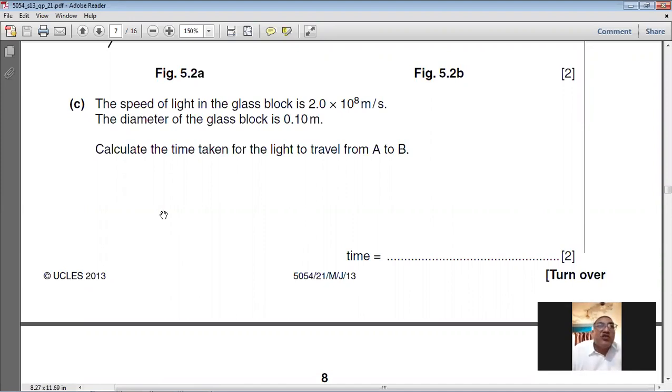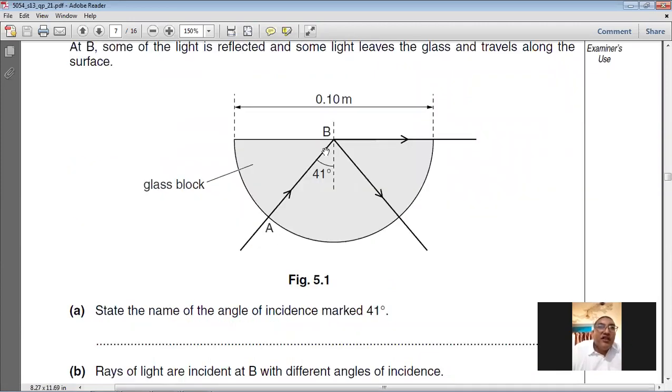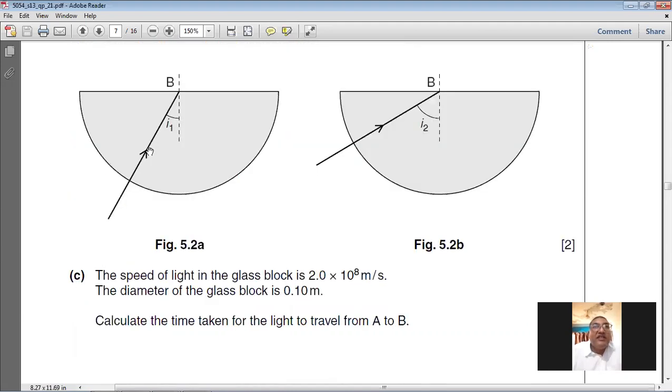So let's go back to the figure. This is from A to B. This is not the diameter. It is the radius. And you know the radius is half the diameter. R is equal to diameter divided by 2. The diameter is given to us, 0.1 meter. So divide it by 2 and you get the radius, which will be 0.05 meter.